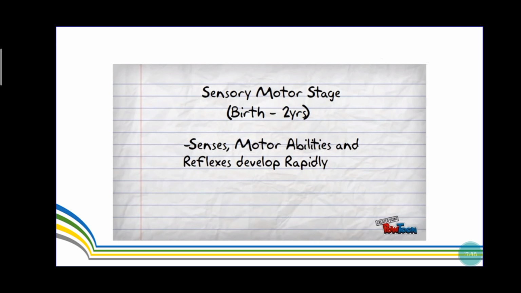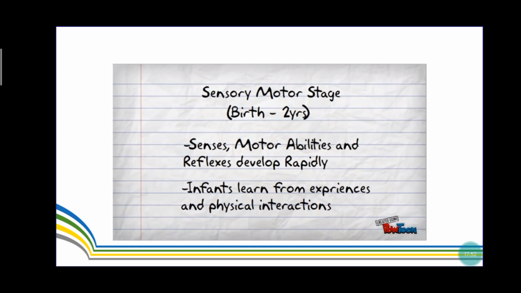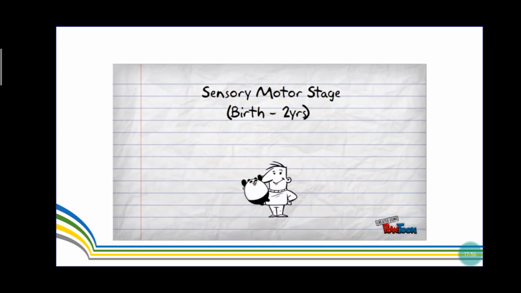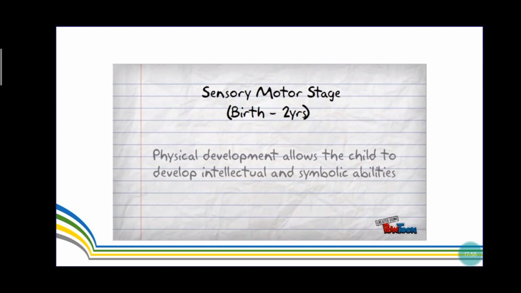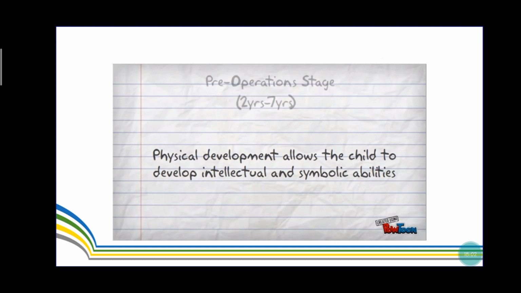Senses, motor abilities, and reflexes develop rapidly, which are demonstrated through motor activity through the use of symbols. Infants develop knowledge of the world through experiences and physical interaction. For example, if you take a toy away from the child, the reaction will be sadness. Physical development allows the child to develop intellectual and eventually symbolic abilities.